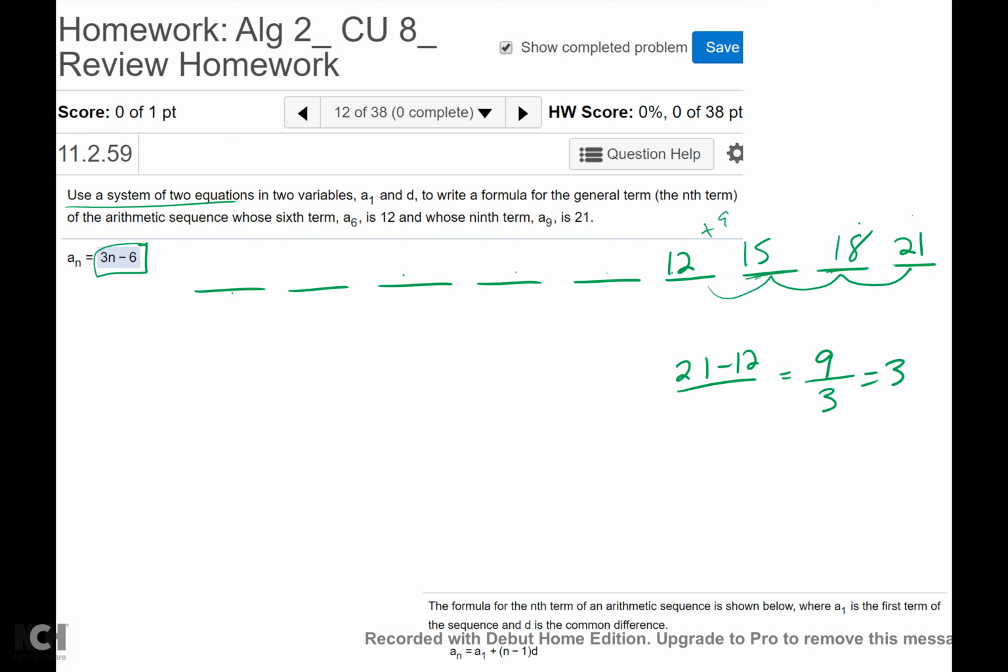And again, I can use that to subtract. 3 would be 9. Subtract 3 would be 6. Subtract 3 would be 3. Subtract 3 would be 0. Subtract 3 would be negative 3. So then, I see how I got my terms.